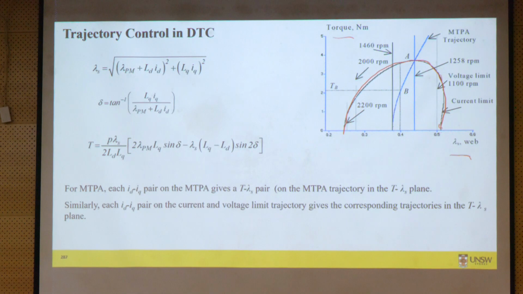And here is your MTPA trajectory. The voltage limit becomes a straight line in the torque versus flux linkage plane of DTC. So trajectory following can also be done in DTC. Flux weakening can also be done in DTC, but it's a slightly different method, a different way of calculating it.